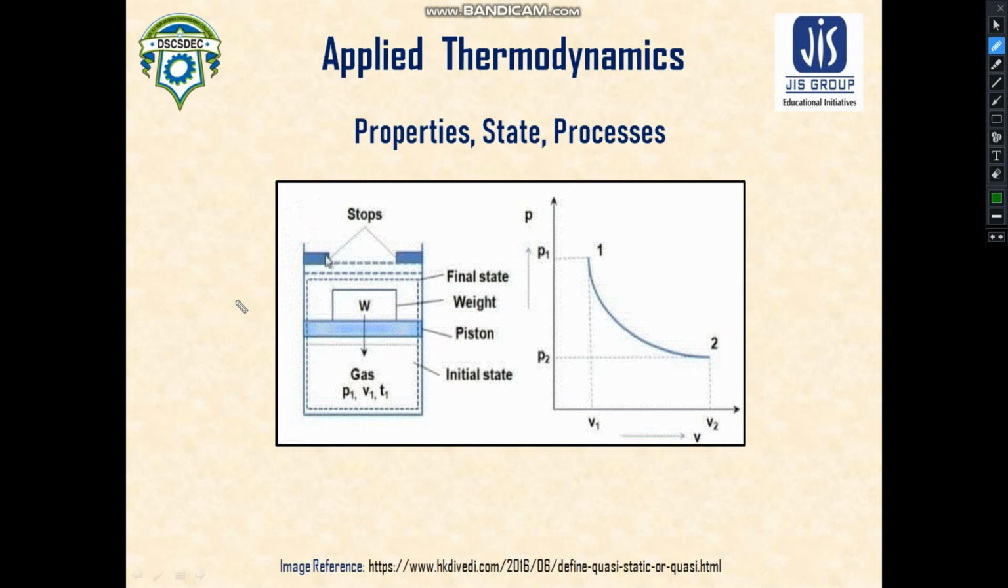I hope these concepts of properties, states, processes, and thermodynamic cycles are quite clear to you. In the upcoming lecture sessions, we'll be discussing the isobaric, isochoric, adiabatic, and isothermal processes a lot more, and I hope you will be able to understand these different processes very minutely. Okay, I will end this first lecture.